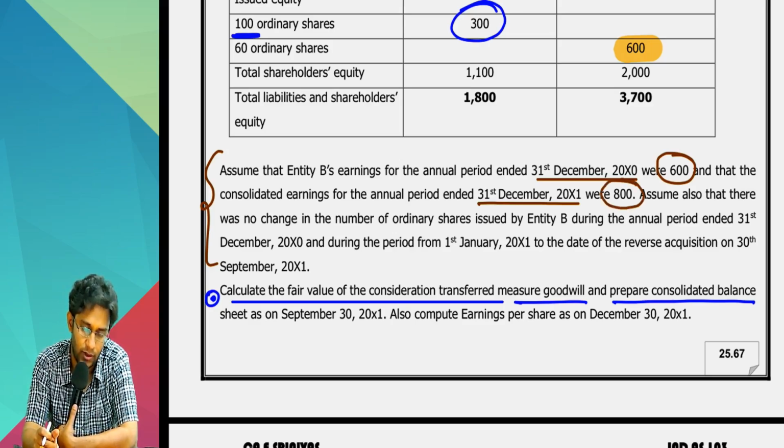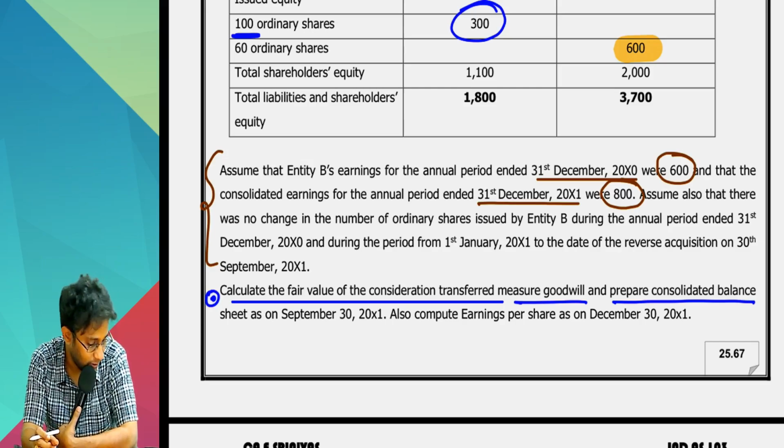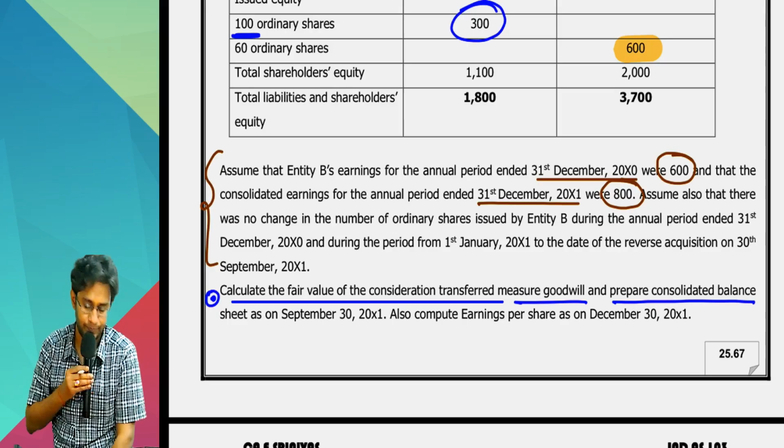Assume also that there is no change in the number of ordinary shares issued by entity B during the annual period ended 31st December 20x0 and during the period from 1st January till the date of reverse acquisition on 30th September 20x1. Okay, sir, that is very nice.